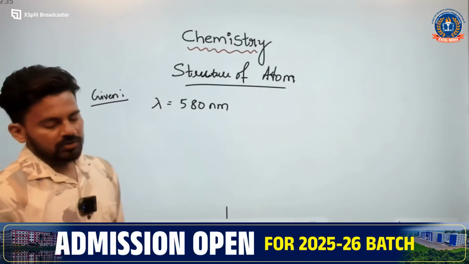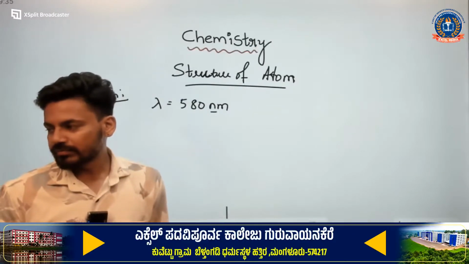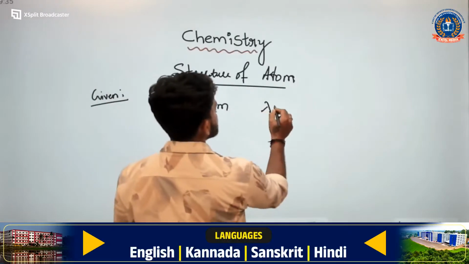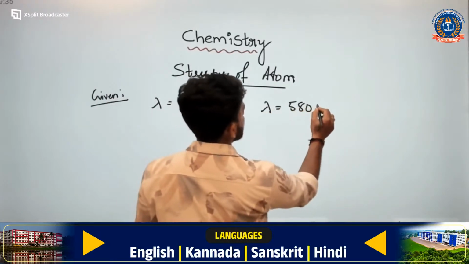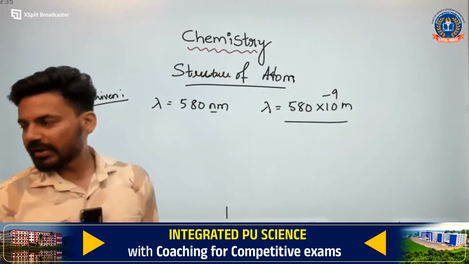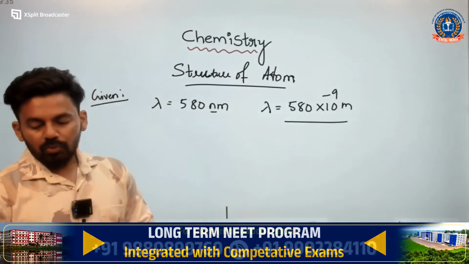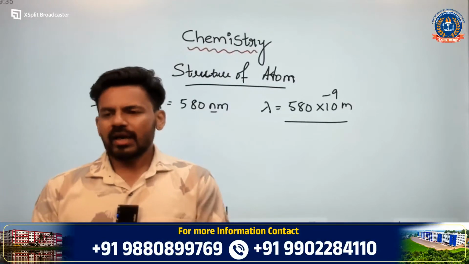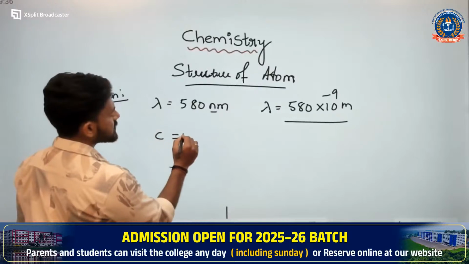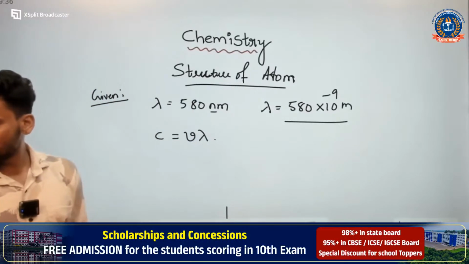The nanometer can be converted into meter. Nano is 10 to the power minus 9. So it can also be written as 580 into 10 to the power minus 9 meter. What is the speed or velocity of the speed of light? Some of you have already said it. You know the formula. What is the formula? C is equal to nu lambda.